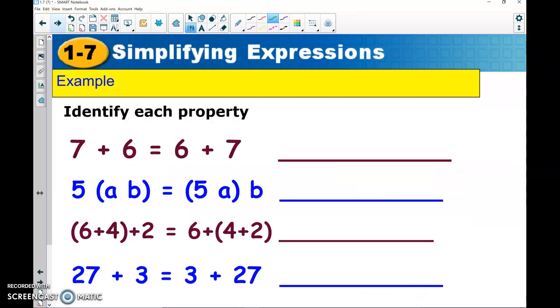Okay, so here we're going to look at what each property is. So 7 plus 6, and 6 times 7 is the same thing as the commutative property. Okay, here I have 5 times A times B, and then 5 times A times B. So here we're multiplying A times B first. Here we're multiplying 5 and A first. So when we switch it around, that would be the associative property.